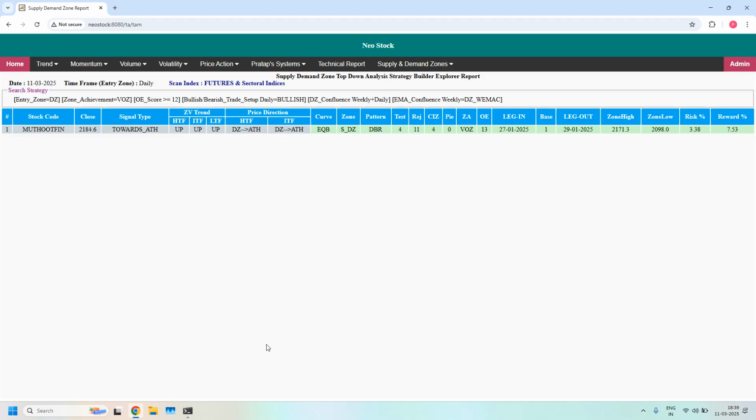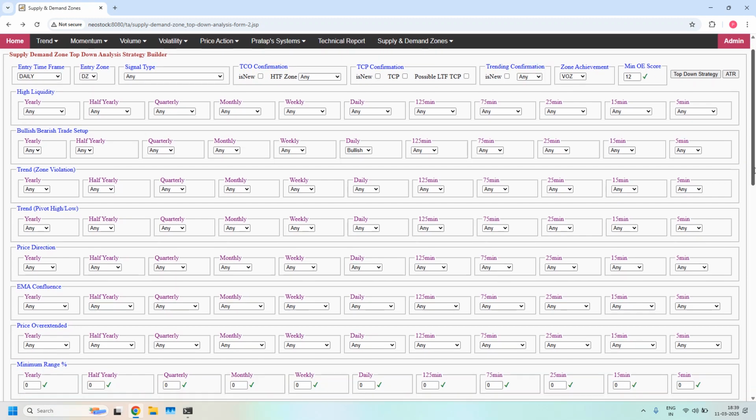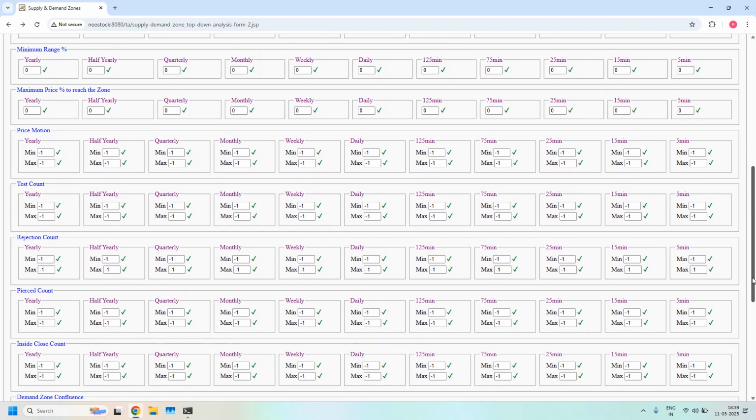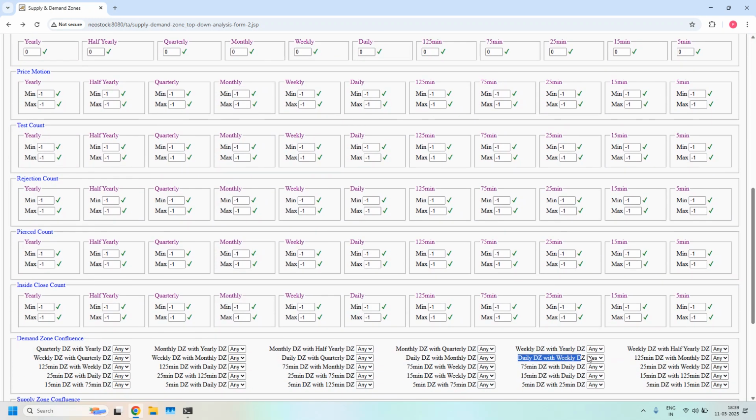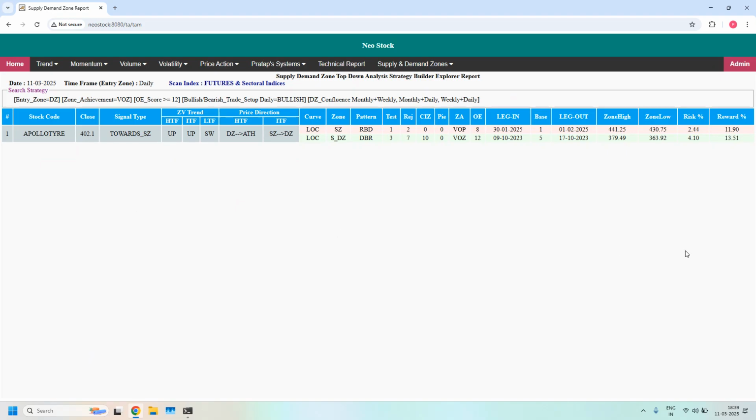Okay, next we will look into LTF, ITF, HTF demand zone confluence supported stocks. Removing EMA filter. In the demand zone confluence, we should set 3 filters. In the 3, first one is already enabled, daily with weekly demand zone confluence. Next, daily demand zone with monthly demand zone confluence. Weekly demand zone with monthly demand zone confluence. With all the 3 filters, we got only one stock.